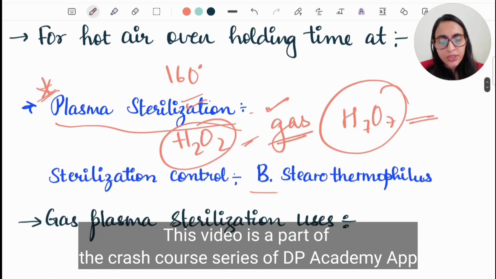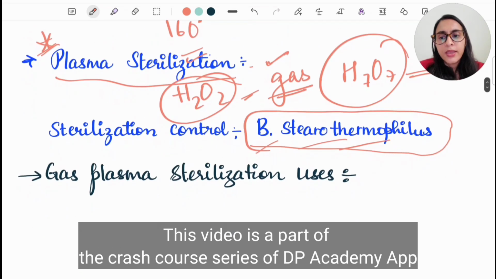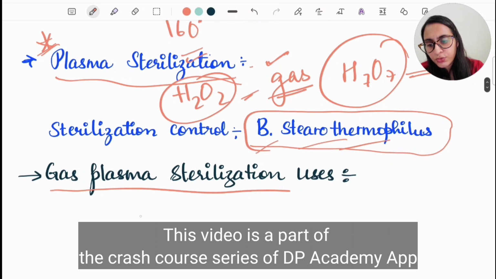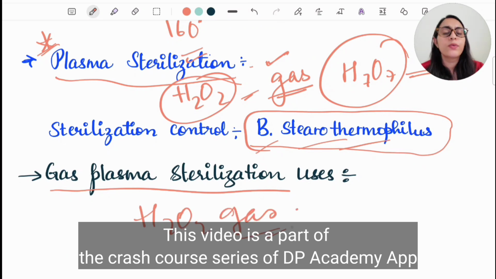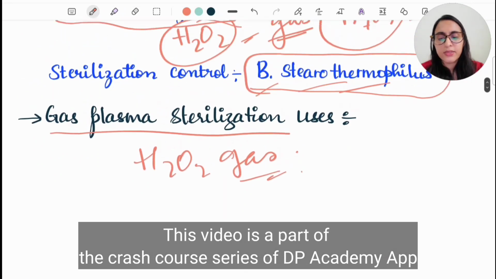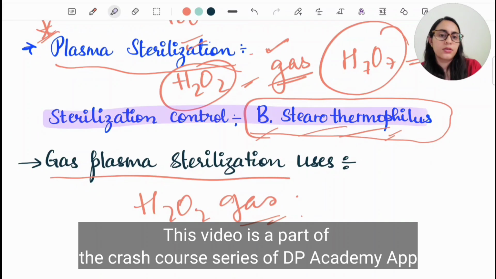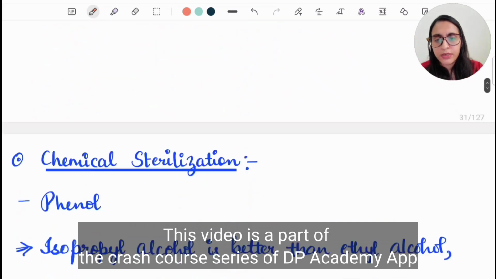Sterilization control is tested by the spores of Bacillus stearothermophilus. Gas plasma sterilization uses hydrogen peroxide gas and radio frequency emissions, and it is tested by the spores of Bacillus stearothermophilus.